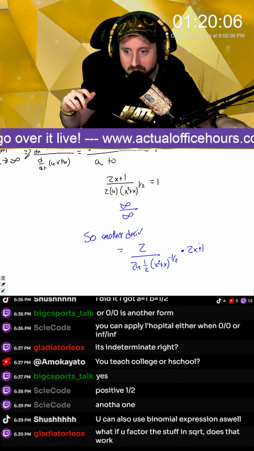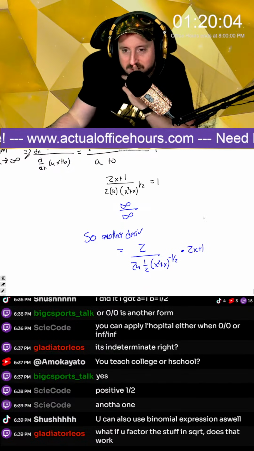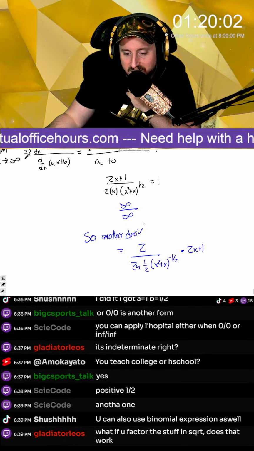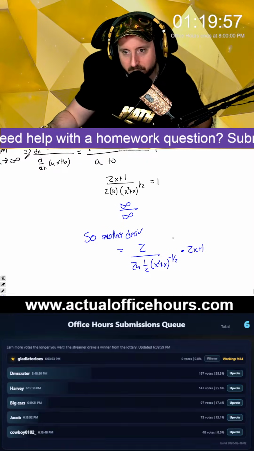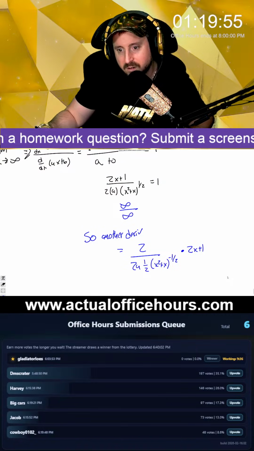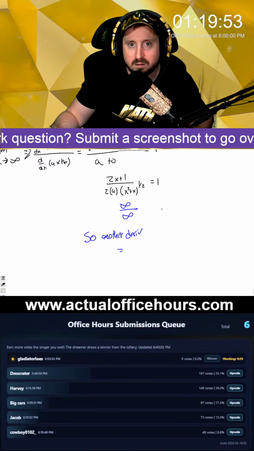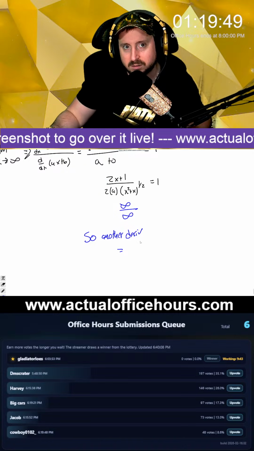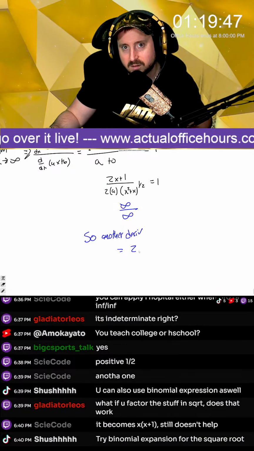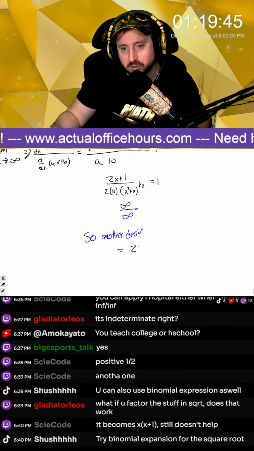Wait, I feel like this is just going to... This is like a nightmare. Disqualified. Oh, wait a minute. Nope. I have this wrong. Yeah, and also let's rewrite this the right way. Try the binomial expression for the square root.